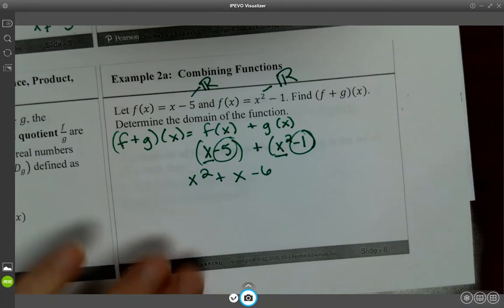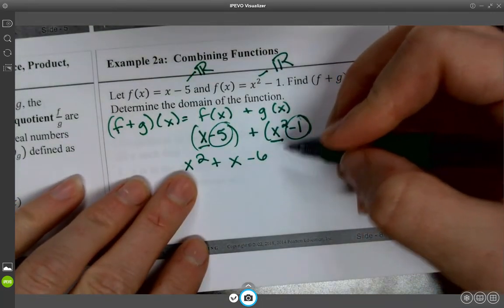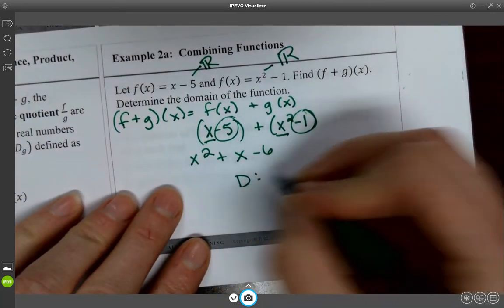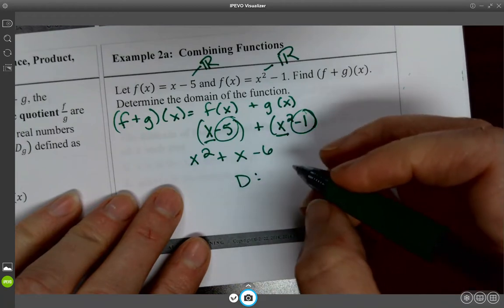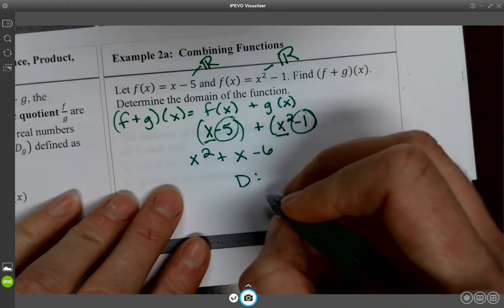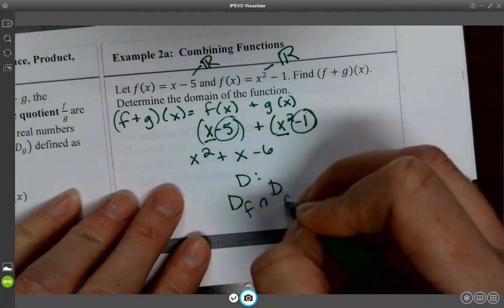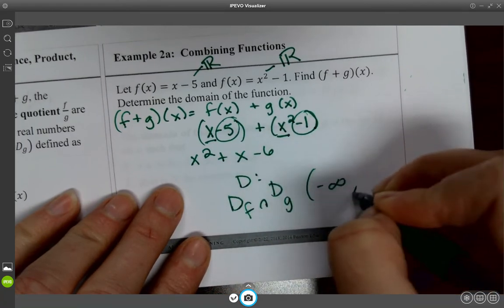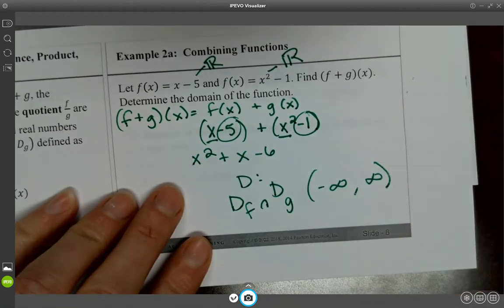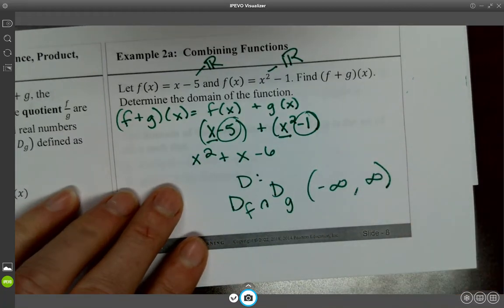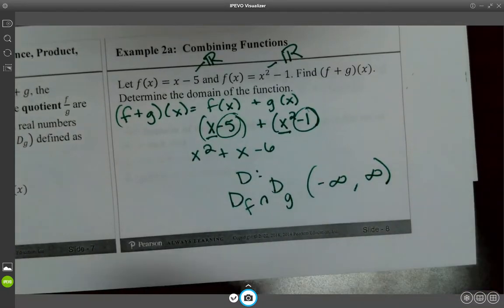And this is quadratic as well. So our domain for our combined function is going to be the domain of f union the domain of g. It's going to be negative infinity to infinity. It's just quadratic, so it's going to be all real numbers.